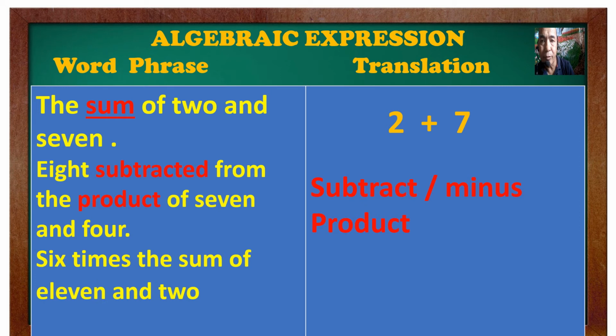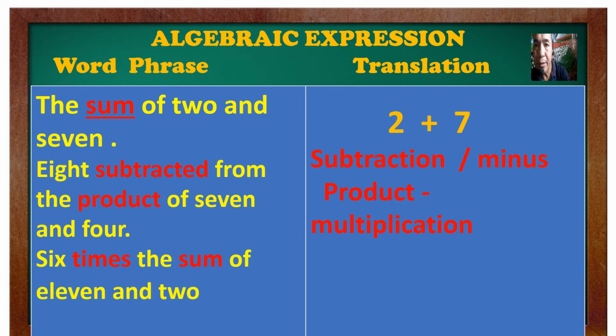The word subtracted means we are going to subtract. Where are we going to subtract? From the product of 7 and 4. Meaning we will perform the subtraction after getting the product of 7 and 4. And what does the word product mean? In mathematics, the word product means the result of multiplication. After multiplying two numbers, the result will be called product. That's why if we see the word product, it means we have to do the multiplication.